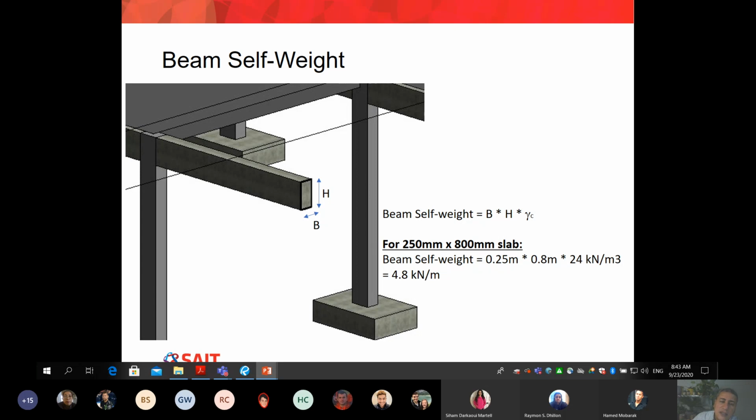So that's why there is another dimension which is not shown here in this picture. It's 1 meter. So we find the self weight of a 1 meter beam, and we use this one as a uniform load in our analysis. So please do not multiply this number by the length of your beam, because we are trying to estimate the self weight of the beam per unit length.